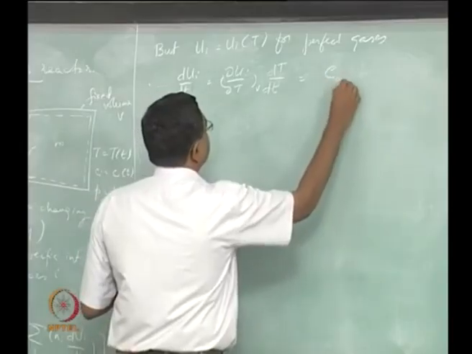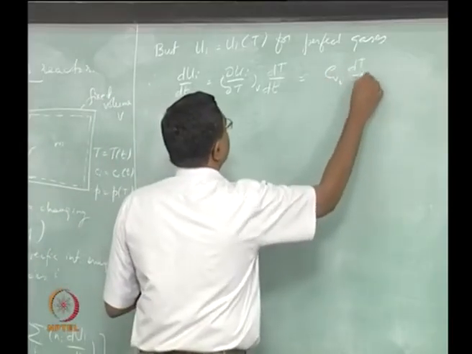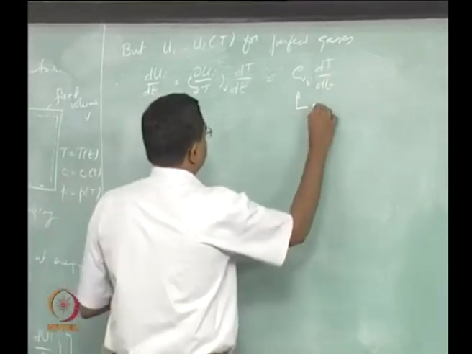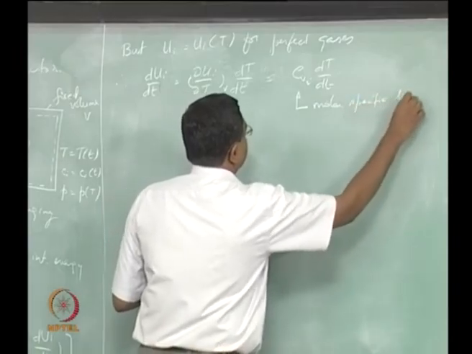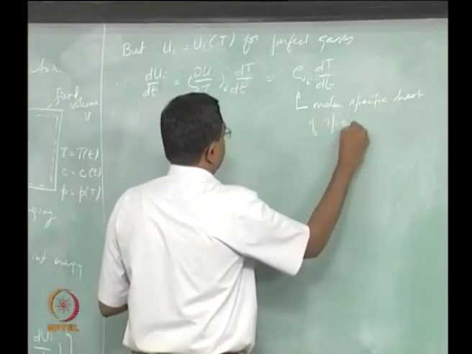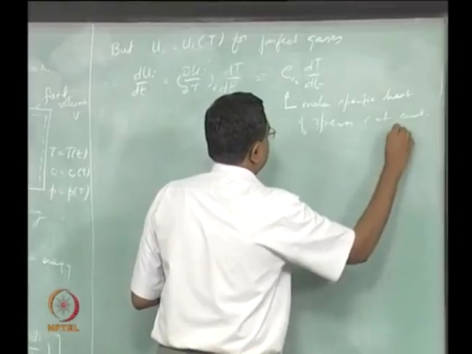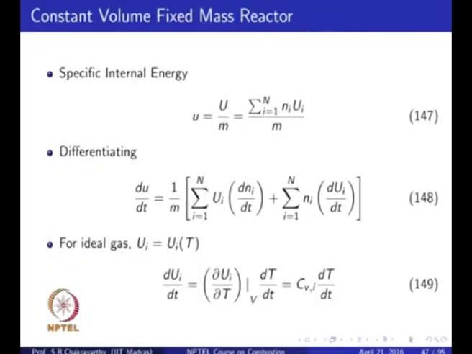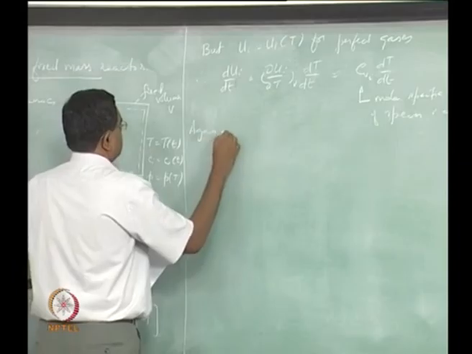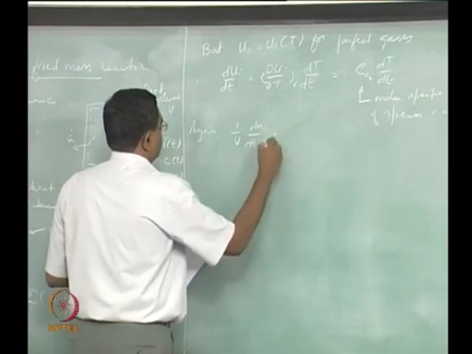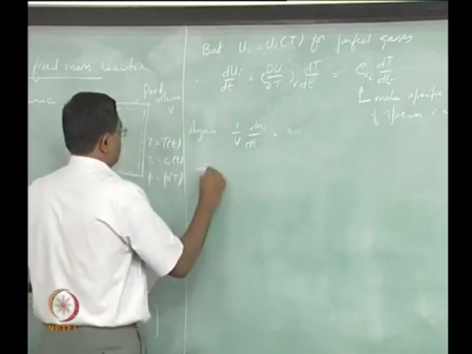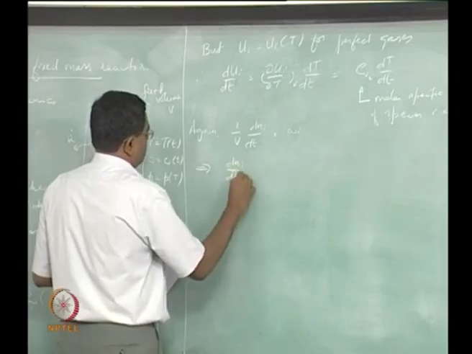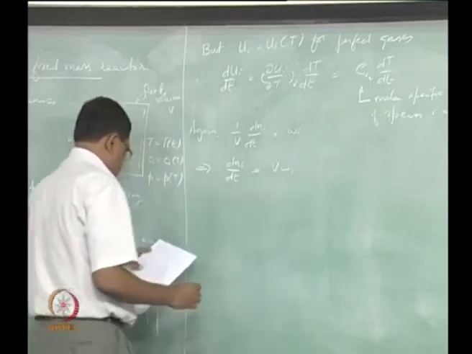Now this is equal to capital CVi dT over dt. So this is the molar specific heat of species i at constant volume. Now if we can plug dUi over dT as CVi dT, but then what about dNi over dt? We can do the same thing as what we did before. Again 1 over V dNi over dt equal to omega i. So this implies dNi over dt is equal to V times omega i.